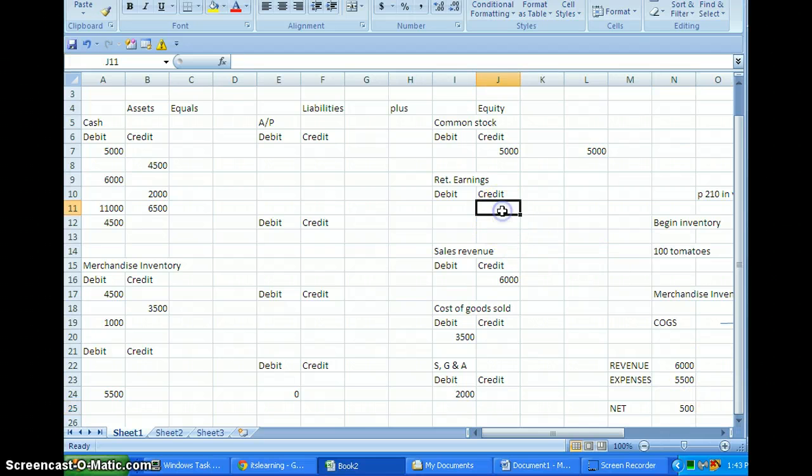So the $500, remember, the net income off the income statement flows into retained earnings. That's equity. The value of the company has gone up. The retained earnings, the net equity of the company has gone up.